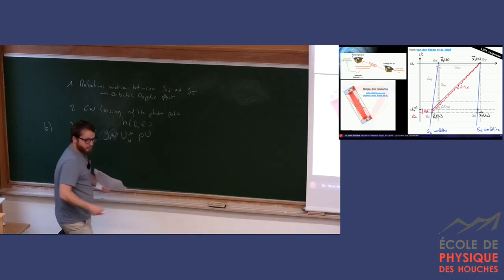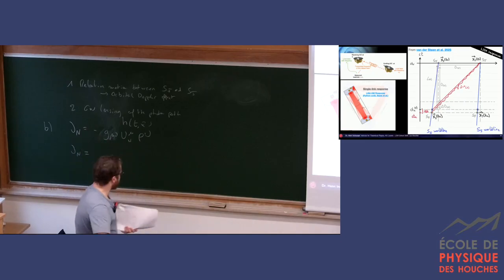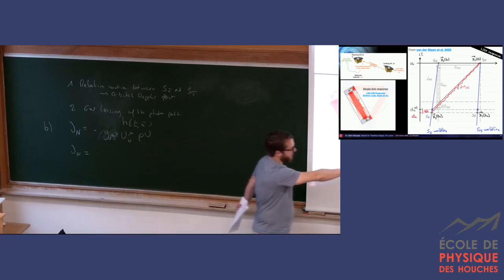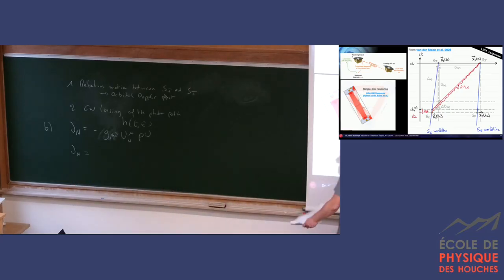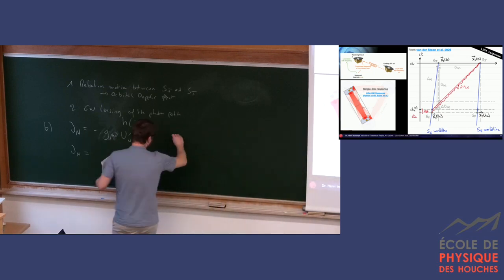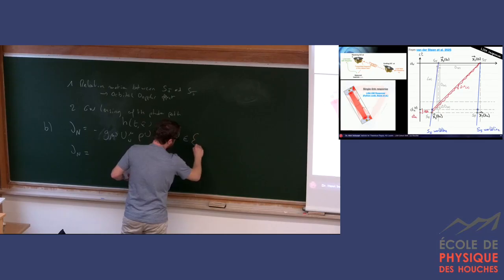Sorry, what does the N stand for? Satellite. So it's either I or J. So just a label for the satellite.